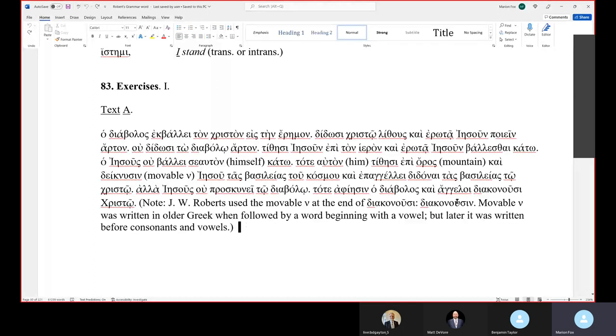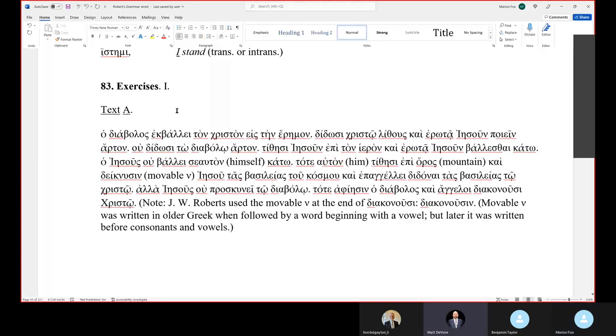I think this is also a movable nu right here. I think it doesn't have it in parentheses, but I think this probably should have parentheses around it, added to it, okay, right there. All right, so you might run into that, so don't let that confuse you. All right, do you have questions?